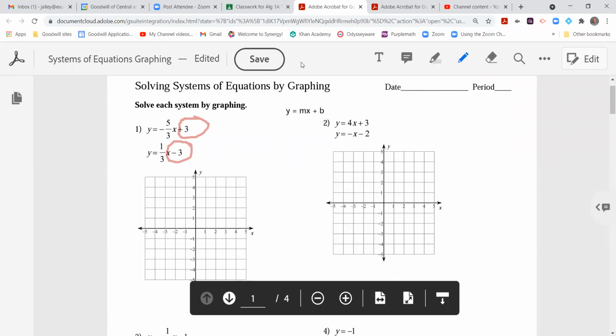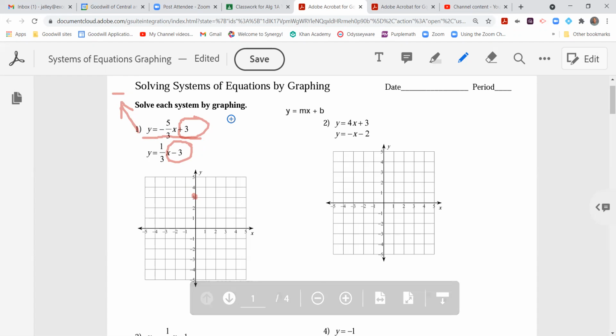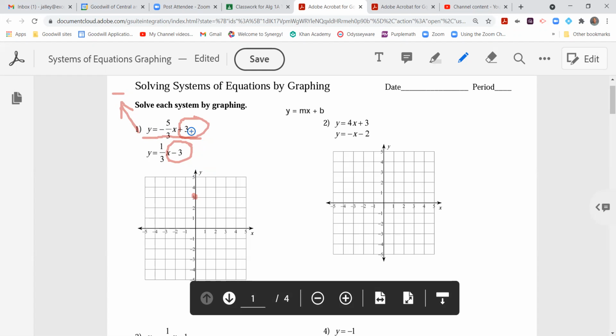So my starting point here is at +3 on the y-axis for that first equation. Negative slopes go in this direction. Negative always goes that direction. Unfortunately, I can't go up 5 and left 3 because I'm off the graph. So I have to go down 5, 1, 2, 3, 4, 5, and over 3 to place my next point and connect the dots with a line. So that's the first one.